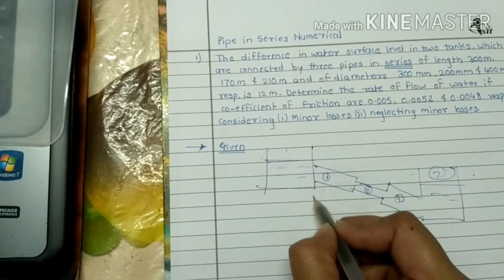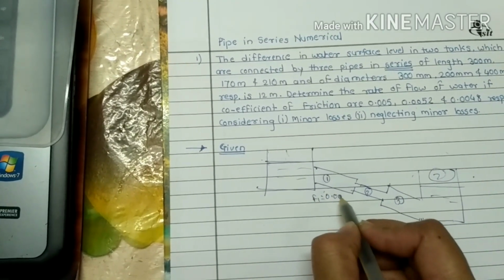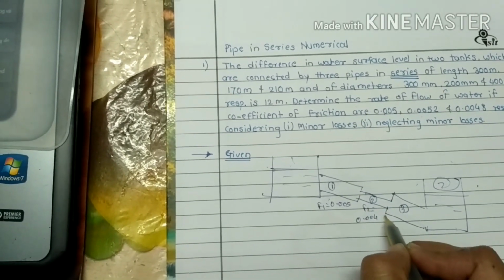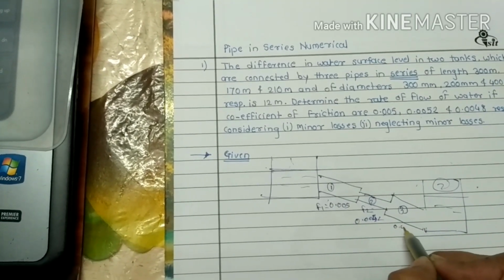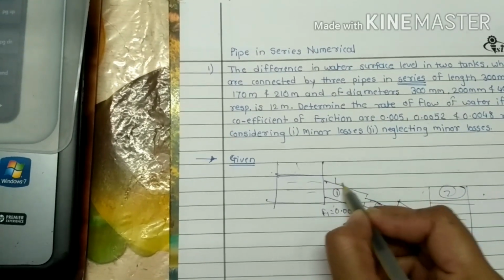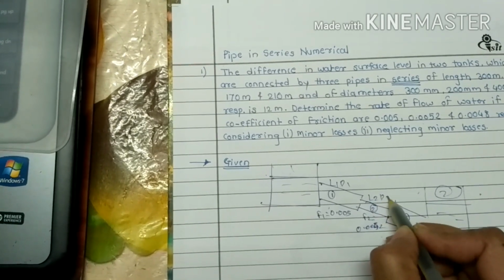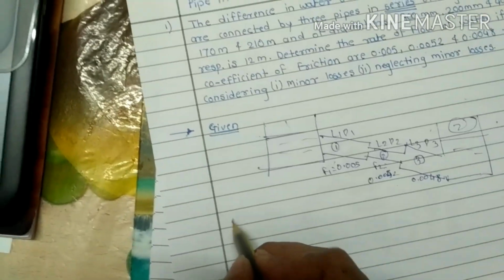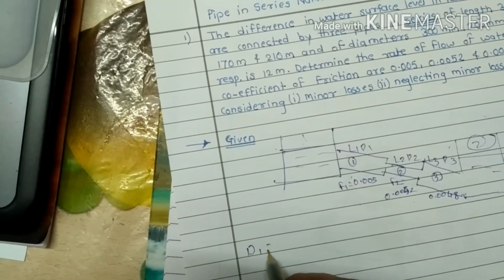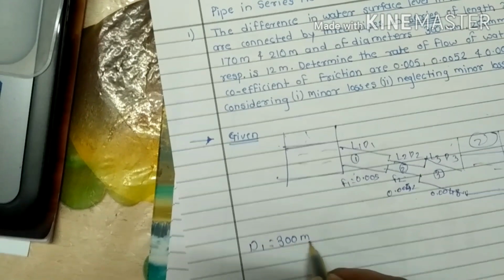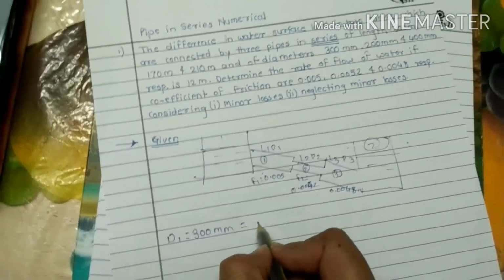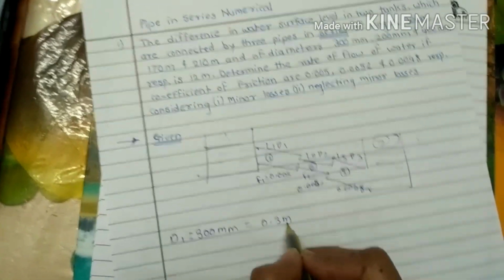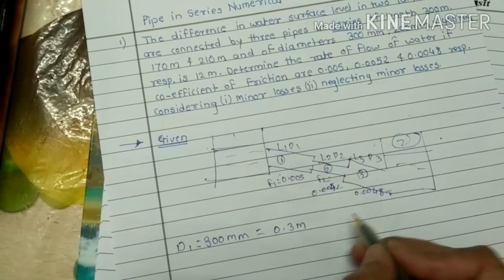The value of f1 equal to 0.005, f2 equal to 0.0052 and f3 is equal to 0.0048. This is L1 D1, L2 D2 and L3 D3. Now write down the given data. Now the diameter D1 is given 300 mm. Remember we have to convert all the units into meters. So 300 mm is nothing but 0.3 meter, or you can write it as 300 into 10 raised to minus 3.